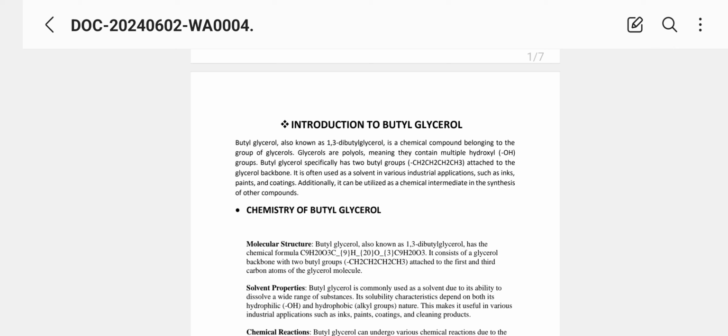1,3-dibutylglycerol, is a chemical compound belonging to the group of glycerol. Glycerols are polyols, meaning they have multiple hydroxyl groups. Butylglycerol specifically has two butyl groups attached to the glycerol backbone. It is often used as a solvent in various industrial applications such as ink, paint, and coating. Additionally, it can be utilized as a chemical intermediate in the synthesis of other compounds.